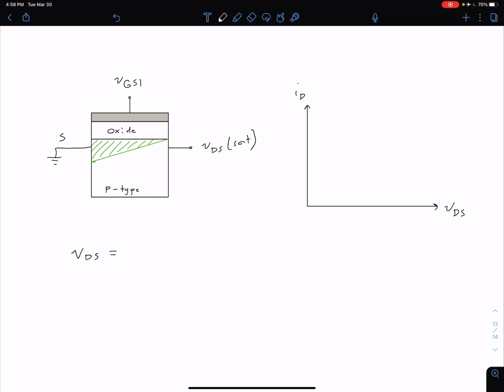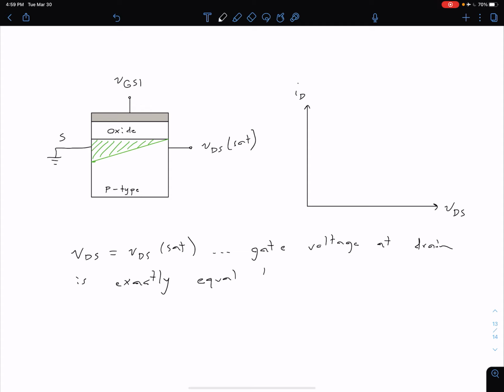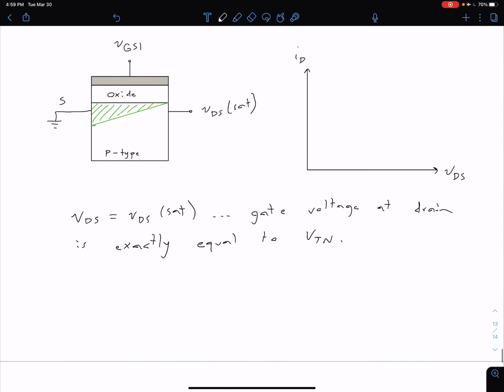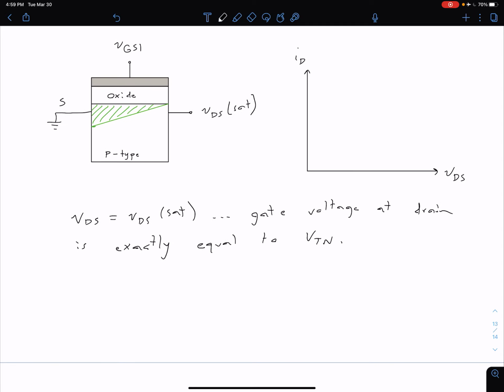VDS sat is the certain value of VDS when the gate voltage at the drain is exactly equal to our threshold voltage VTN. And so we say that we have pinch off of our channel.